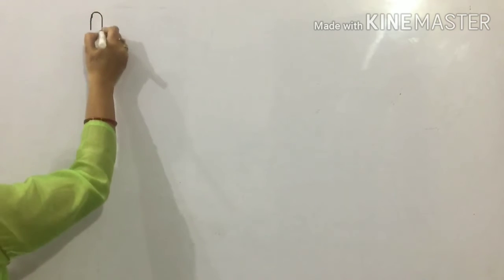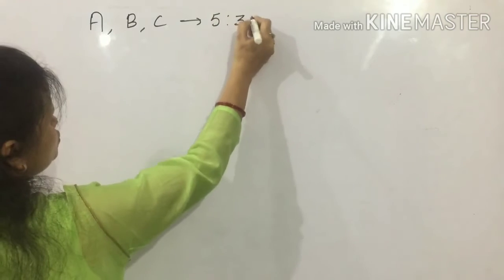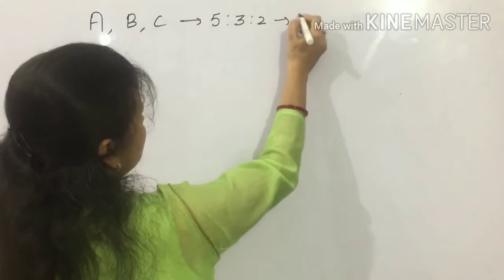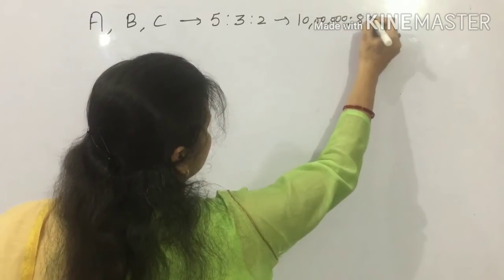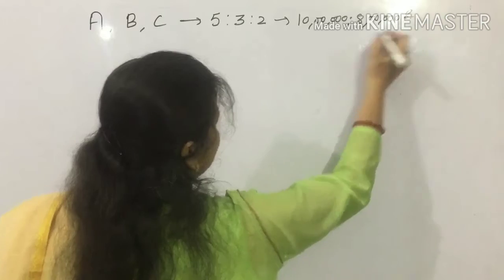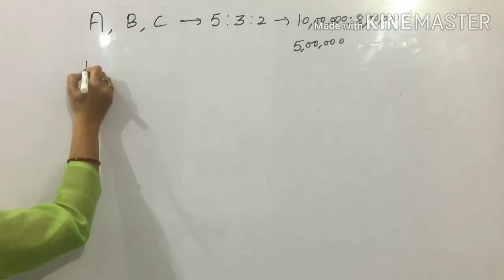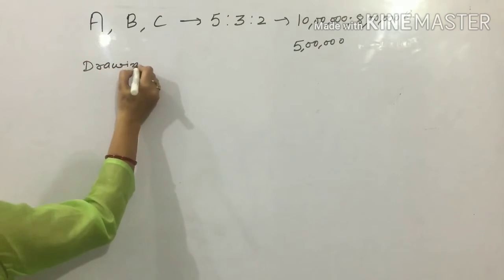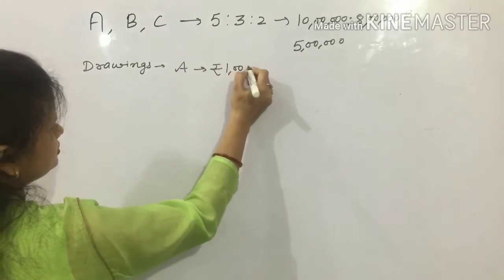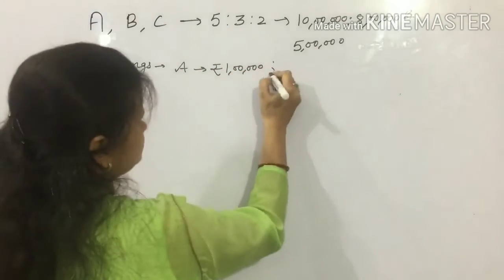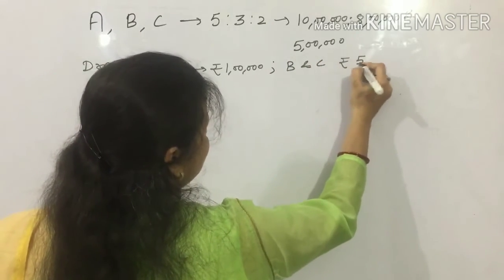A, B, C sharing profits in 5:3:2 with capitals 10 lakh, 8 lakh and 5 lakh respectively. Drawings. For A, it is given 1 lakh. For B and C both, rupees 50,000 each.